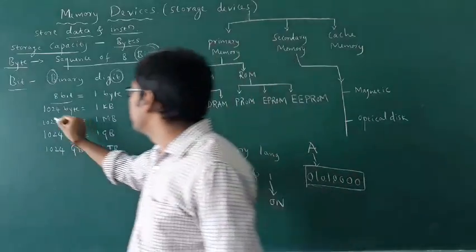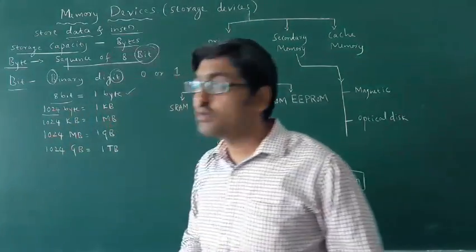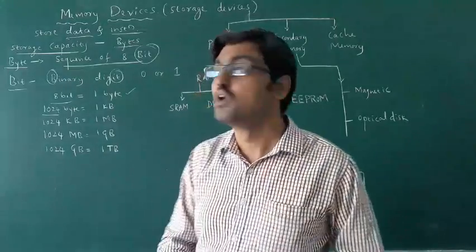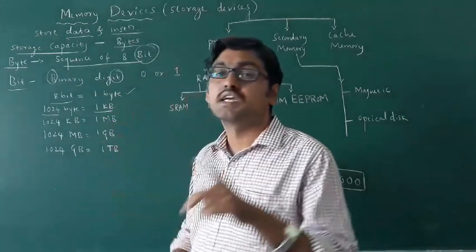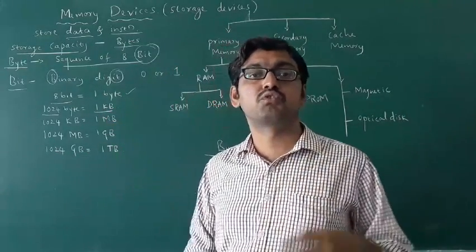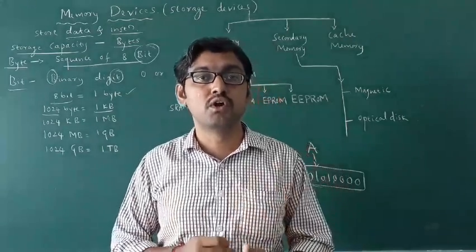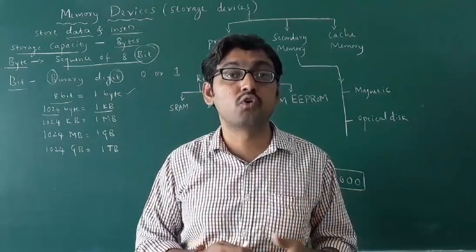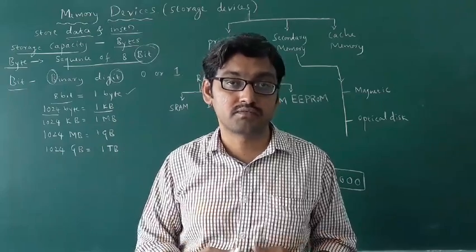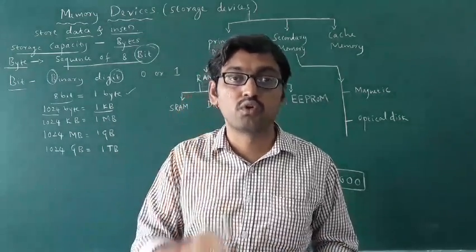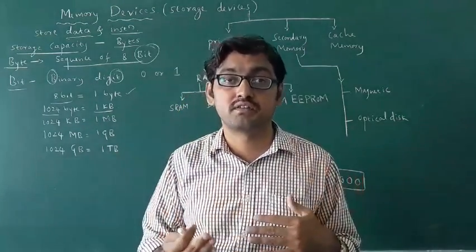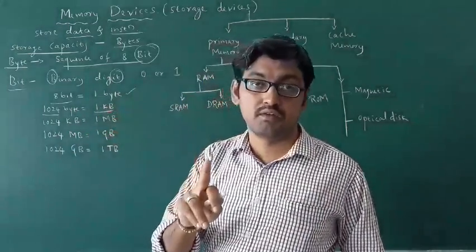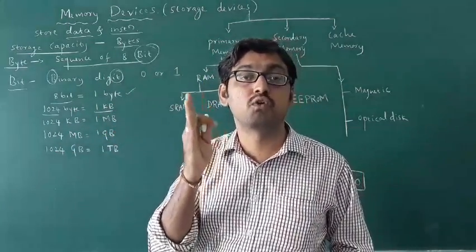Then 1024 bytes means 1 KB. 1 KB is almost a document, like the MS Word documents you print. Documents are all in KB. K means kilobyte, and 1000 means kilo. 1024 bytes means 1 KB. That you have to remember, kilobyte.